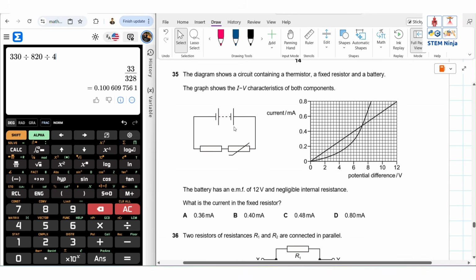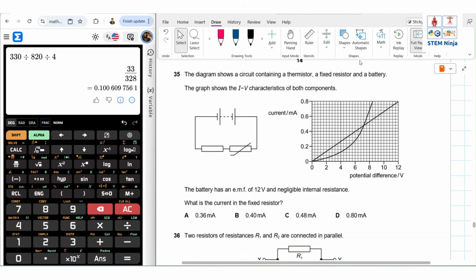All right. The diagram shows a circuit containing a thermistor, a fixed resistor, and a battery. The graph shows IV characteristics of both components. The battery has an EMF of 12 volts, negligible internal resistance. What is the current in the fixed resistor? So the fixed resistance is this one. This is the thermistor one. So we need the battery.